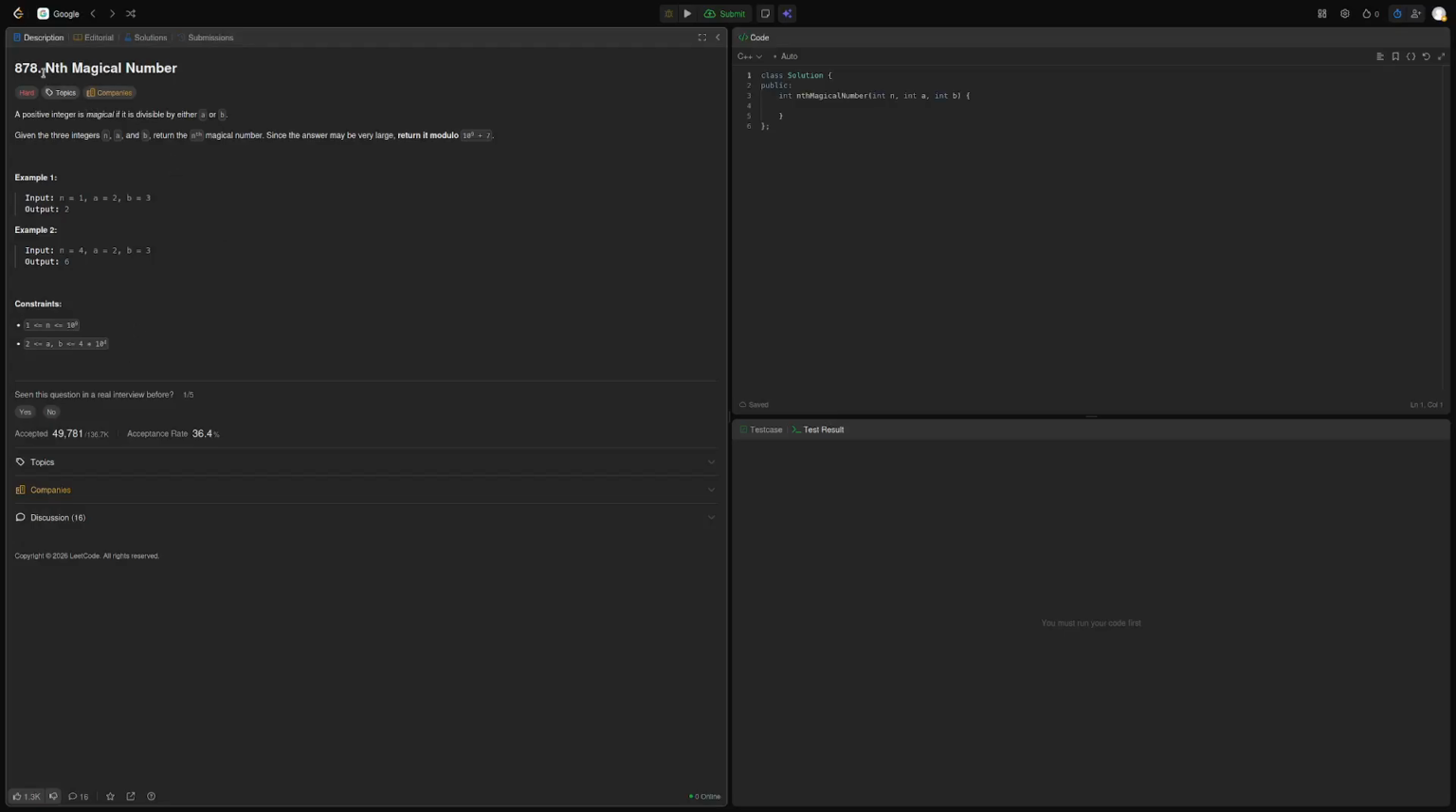So today we got a hard problem, 878, Nth Magical Number. A positive integer is magical if it's divisible by either a or b. Given three integers, return the nth magical number. So either, does it mean that it can be divisible by both? Okay, looks like yeah.